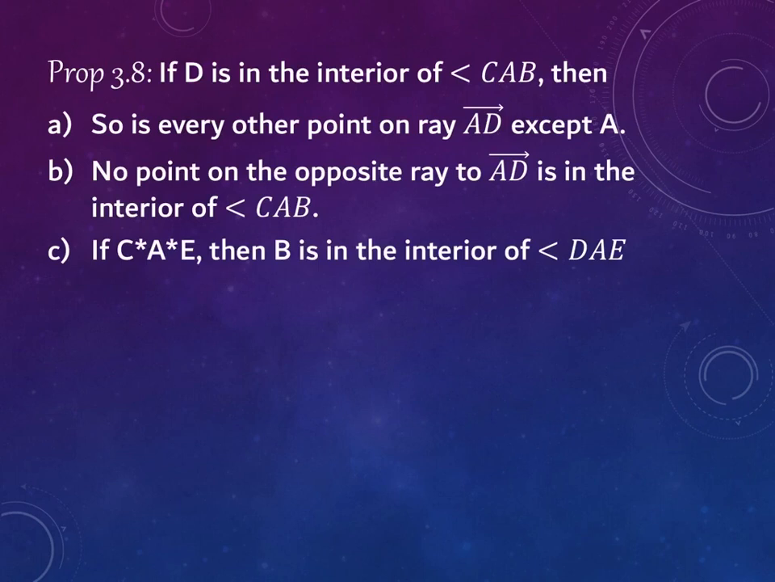Proposition 3.8 says that if D is interior to angle CAB, then so is every other point on ray AD except A. No point on the opposite ray is interior. And if A is between C and E, then B is in the interior of angle DAE. The first two go hand in hand.